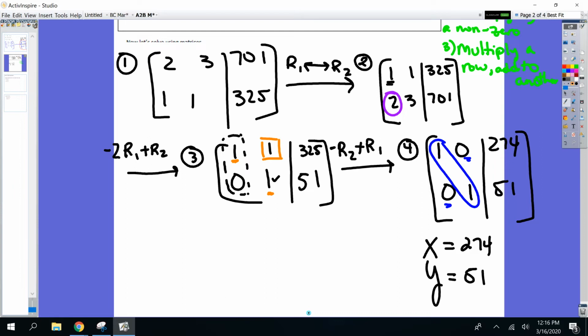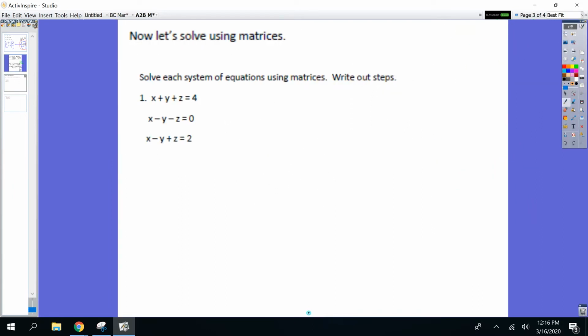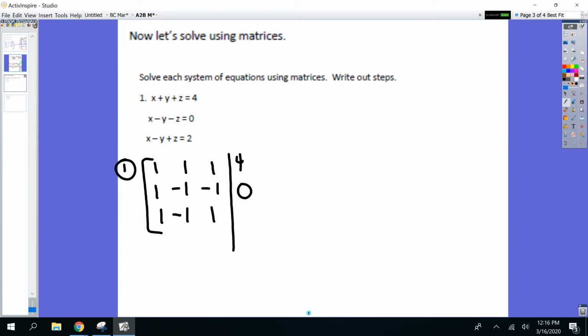All right, now here's where it's going to get a little bit more difficult. Whew. All right, here we go. So write out your steps, be neat. First step, here we go. Make a matrix for me. And remember, if you can get a 1 automatically in the top left, do so. Write that equation first. And if you take a look, it doesn't matter which one I write first, I'm going to get 1 either way. So 1, 1, 1, 4, 1, negative 1, negative 1, 0, 1, negative 1, 1, 2. All right, take your time. Let's be neat. Be patient.